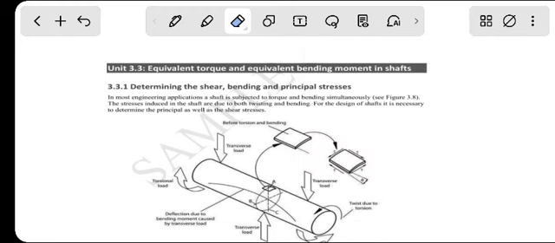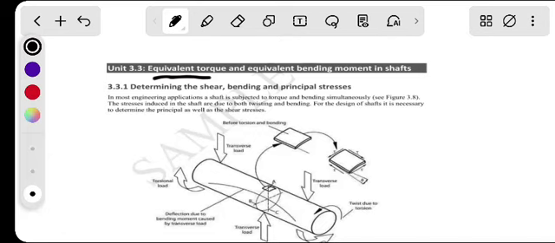So guys, in this video we'll be learning about equivalent torque and equivalent bending moment in shafts, right? It's when we'll discuss things like combined bending and combined twisting. We'll see these guys. Okay, we have been given this typical question. Unit 3.3, equivalent torque and equivalent bending moment in shafts.